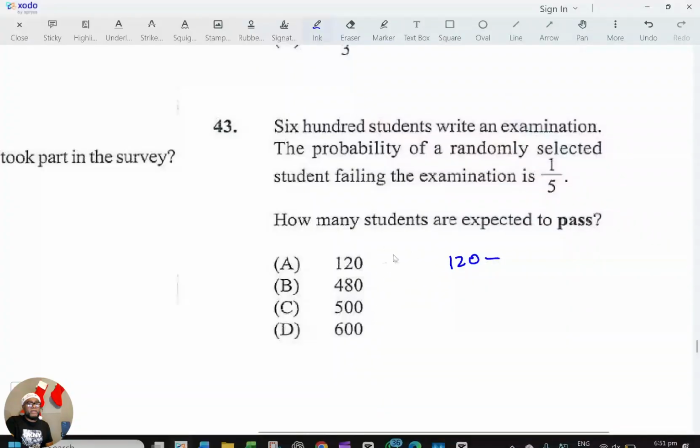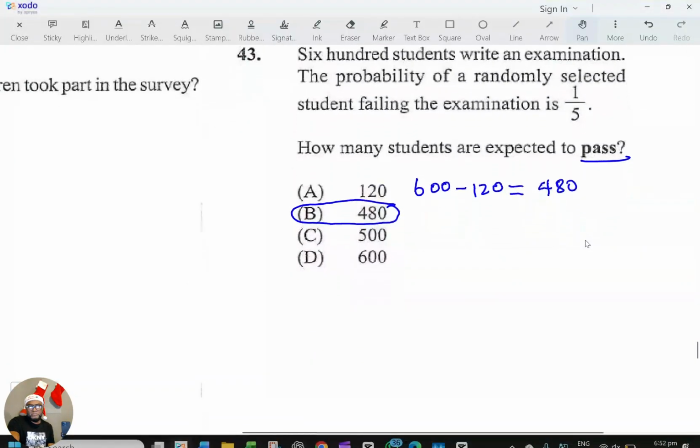So how many would be expected to pass? 600 minus 120 is 480. Isaiah, I see you put A early. This is the fine print test of how to read. They never asked how many I expected to fail, but how many I expected to pass. 1/5 of 600 only tells me how many would be expected to fail.